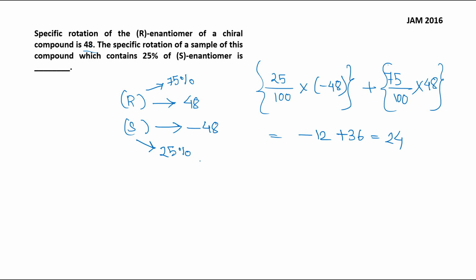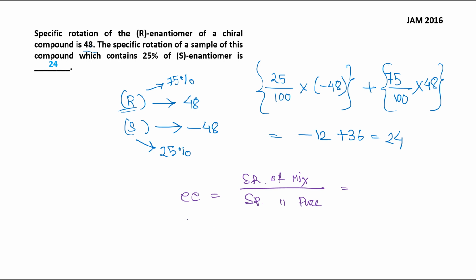And overall it will be positive. Why? Because 75% is R and R is positive. So ultimately it should be positive. So this is one way you can solve this problem. Answer is 24. But another way also you can solve this problem. And what is this other way? Suppose EE: we know that the specific rotation of the mixture divided by the specific rotation of the pure enantiomer.